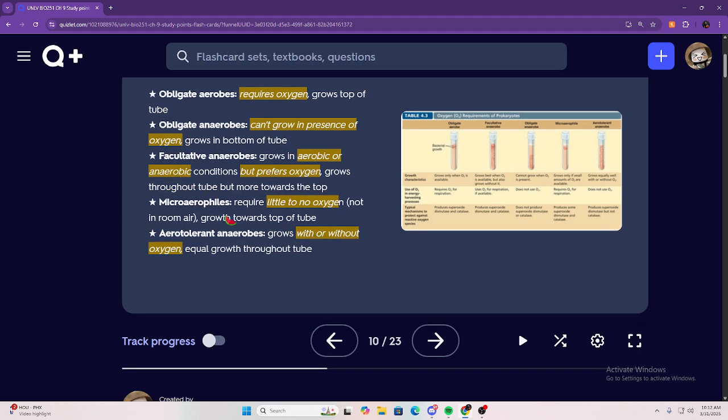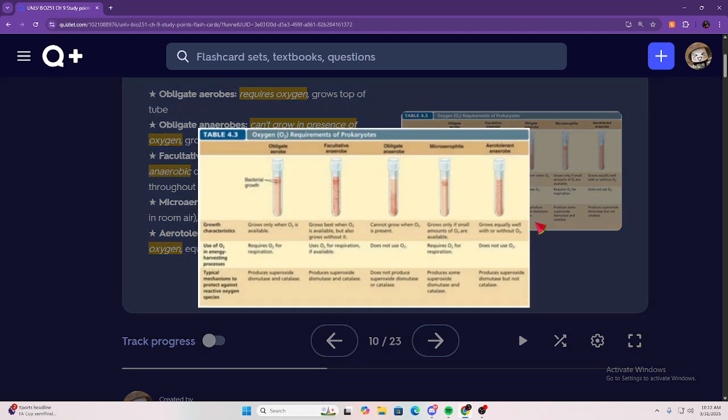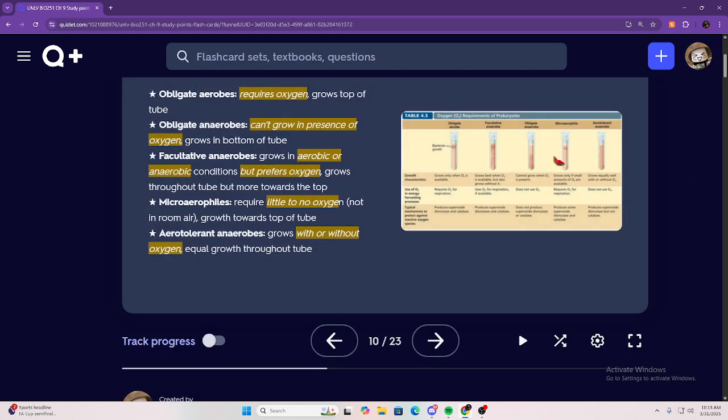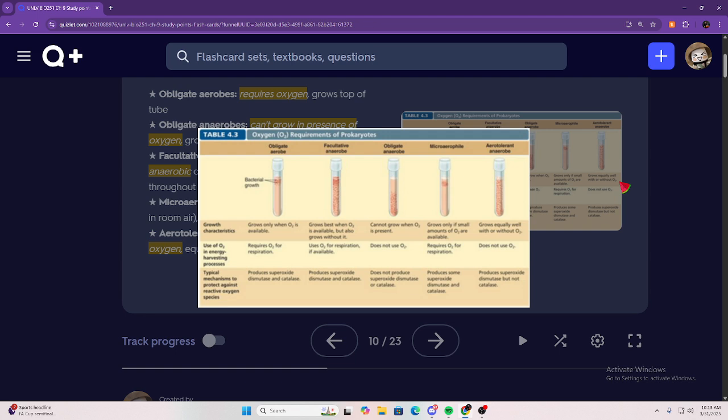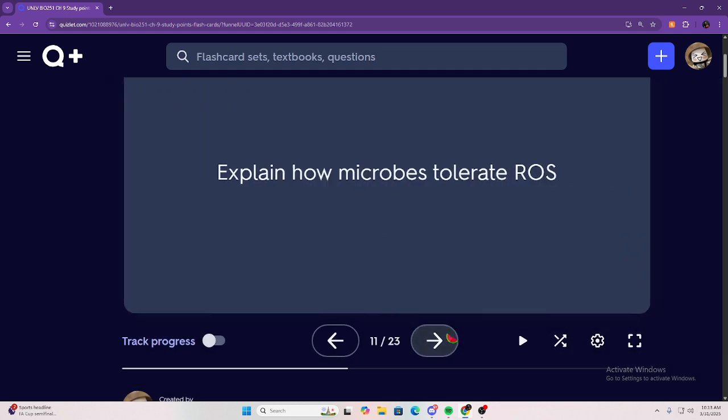A microaerophile is basically micro, so little, and aero is oxygen, right? So they require little oxygen, but they still require oxygen, right? So there will be a little bit of growth towards the top, but there will be more growth towards the middle of the tube and none at the bottom. And then an aerotolerant anaerobe grows with or without oxygen, so it tolerates oxygen. Aero, oxygen tolerant. So basically, there will be growth throughout the entire tube.